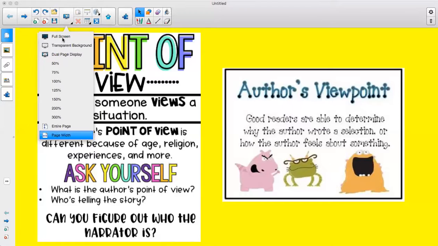All right, are you ready? We're going to dig in. We're going to take a look at this passage. It's called Pizza, Please. Even the picture looks good. They're enjoying some pizza and they're smiling. That gives me a good clue already about how the author might feel.